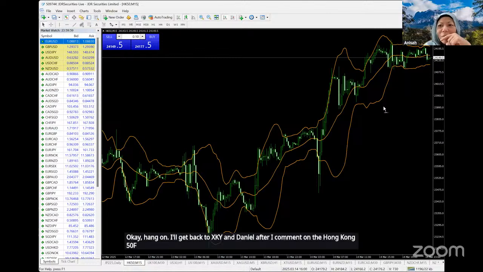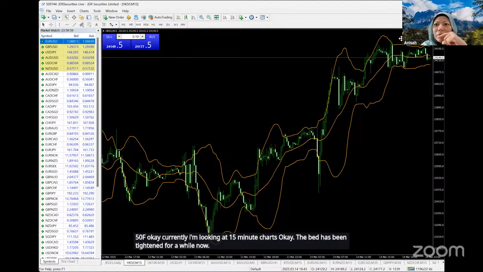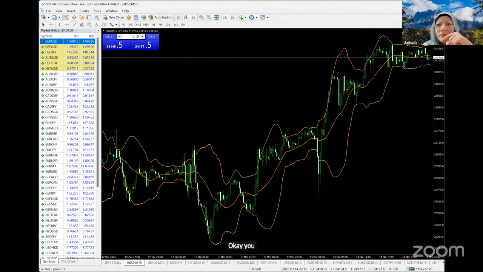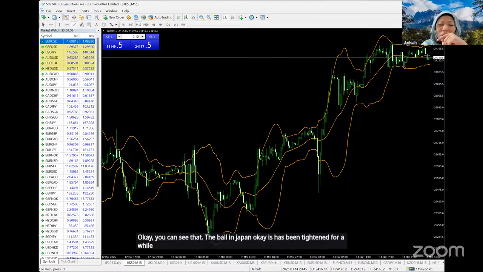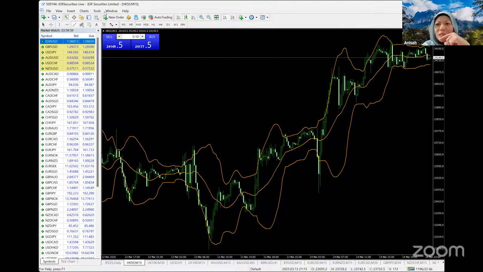Okay, currently I'm looking at 15-minute charts, okay? The band has been tightened for a while now. You can see that the Bollinger Band has been tightened for a while. So it's ready to make a new trend. Okay, so this is a bit of sideways.